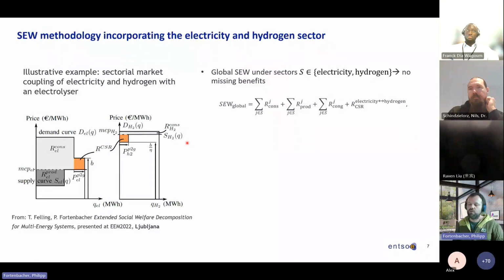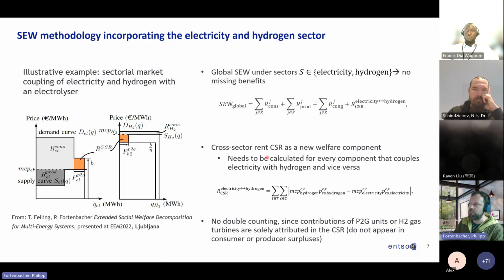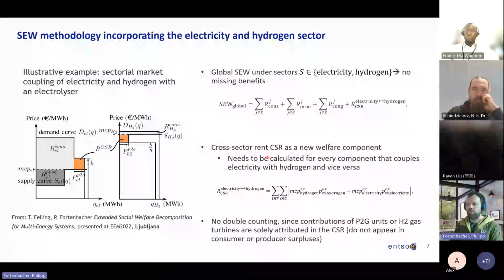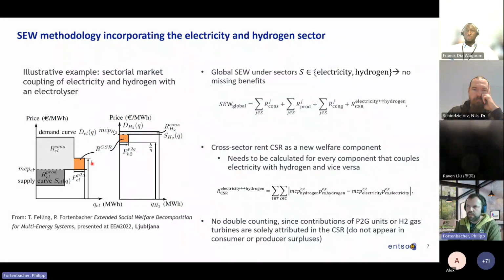which is then also going towards a common indicator for gas, hydrogen and electricity in this case. Okay, so what is the cross-sector rent? We introduce this as a new welfare component. As I already mentioned, it's here in this illustrative example, the orange rectangles, and it's basically mathematically the same as the congestion rent.